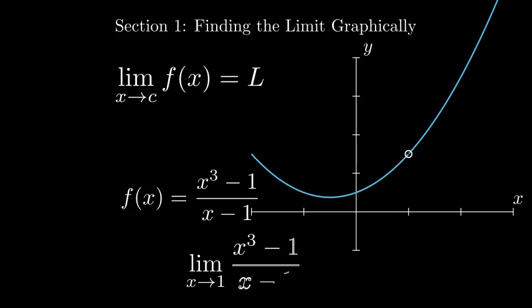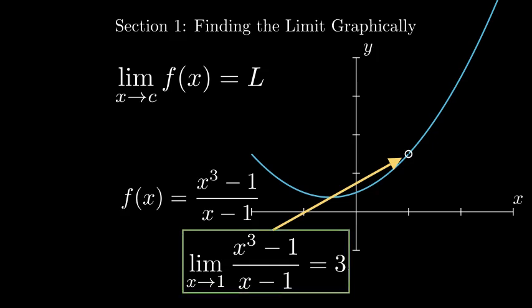Notice that from both the left and the right, the graph approaches the value 3. Even though there is a hole at x equals 1, the limit still exists because the function approaches 3. Therefore, the limit as x approaches 1 is equal to 3.